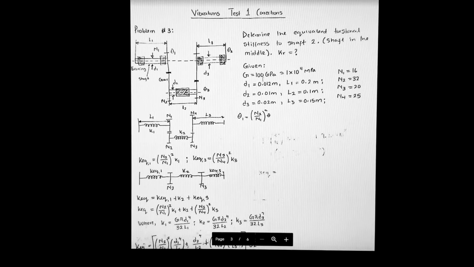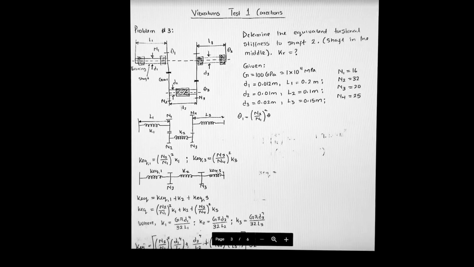So we're given G equals 10 gigapascal, but we converted that into meters per pascal. As I said, meters pascal is megapascal, sorry. We're given D1 and D2, D3, which are all stated in the figure. The same for each dimension is all given.